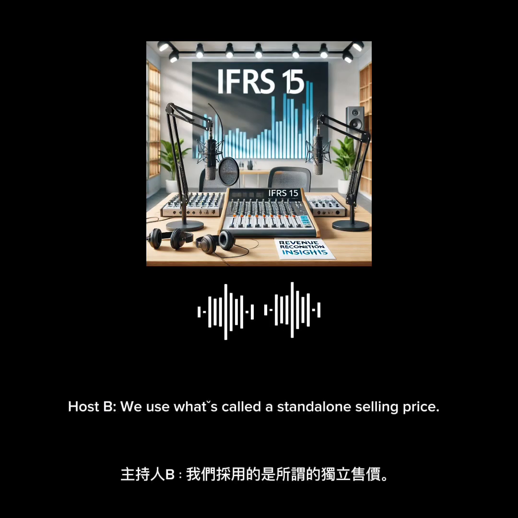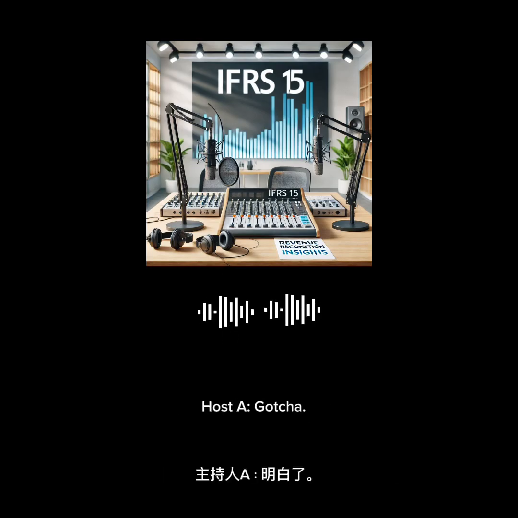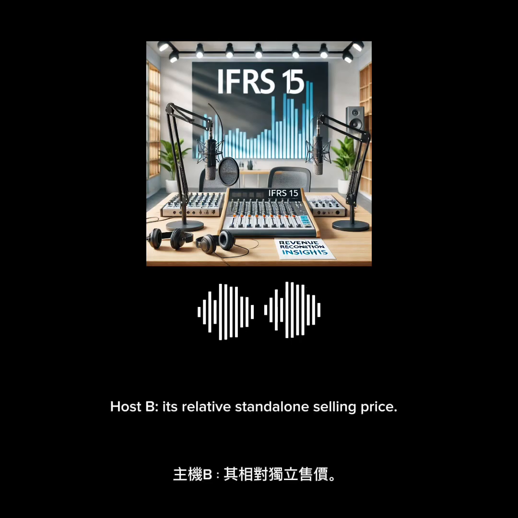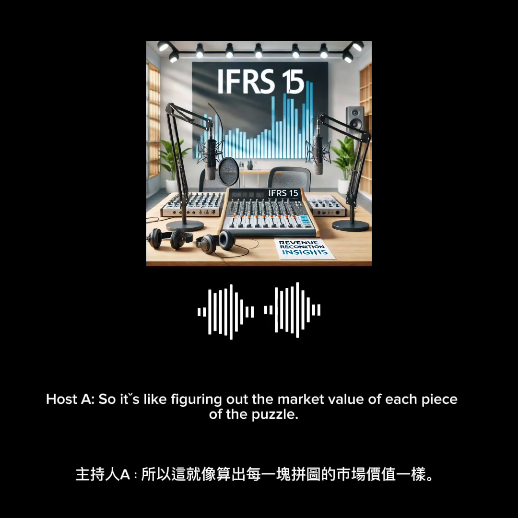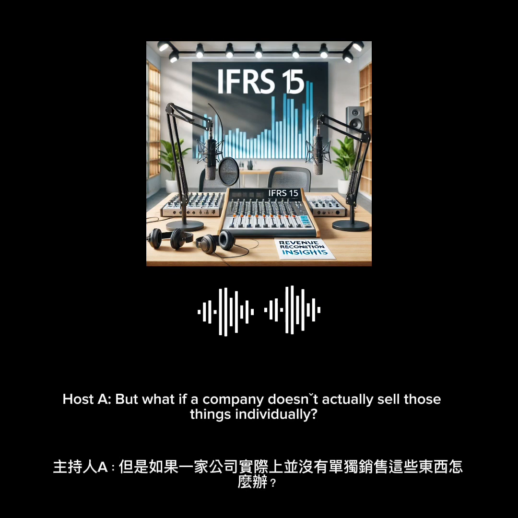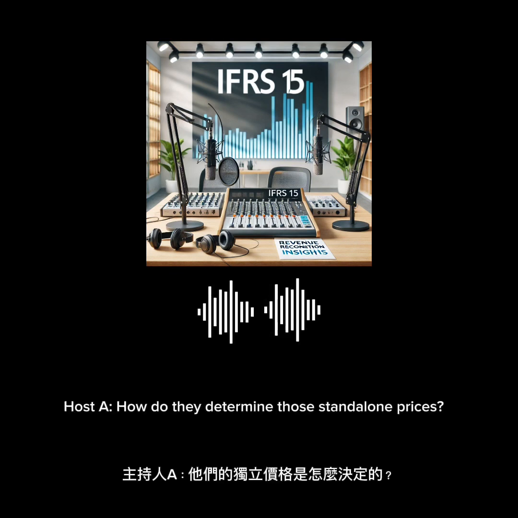We use what's called a standalone selling price. Essentially, we need to figure out what each item or service would cost if sold separately. And then each performance obligation gets a portion of the total price based on its relative standalone selling price. So it's like figuring out the market value of each piece of the puzzle? Exactly. But what if a company doesn't actually sell those things individually? How do they determine those standalone prices?